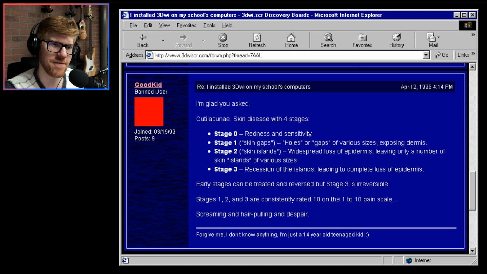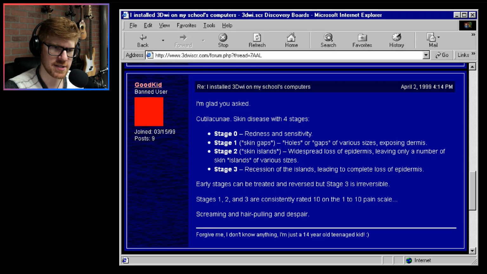Cutilacune, skin disease with 4 stages. Stage 0, redness and sensitivity. Stage 1, skin gaps. Holes or gaps of various sizes, exposing dermis. Stage 2, skin islands. Interesting choice of words. Widespread loss of epidermis, leaving only a number of skin islands of various sizes. Stage 3, recession of the islands, leading to a complete loss of epidermis. Early stages can be treated and reversed, but stage 3 is irreversible.